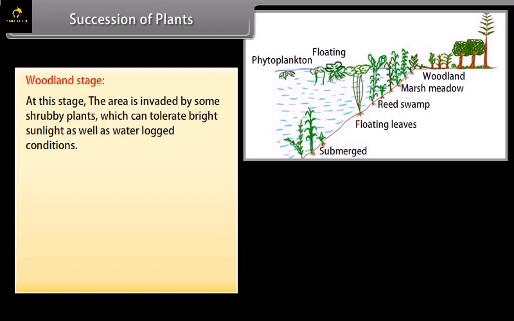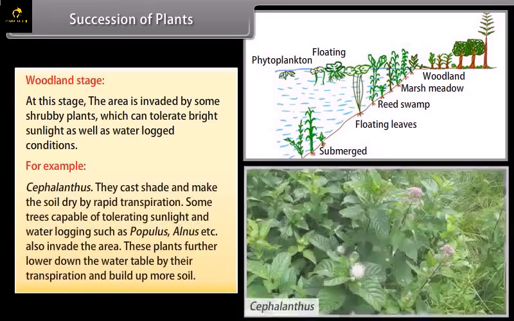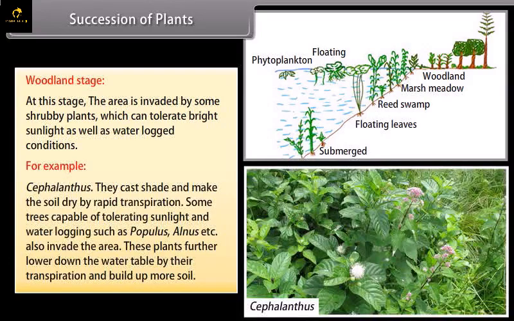Woodland stage. At this stage, the area is invaded by some shrubby plants which can tolerate bright sunlight as well as water-logged conditions, for example, Cephalanthus. They cast shade and make the soil dry by rapid transpiration. Some trees capable of tolerating sunlight and water logging, such as poplars, etc. also invade the area. These plants further lower the water table by their transpiration and build up more soil.